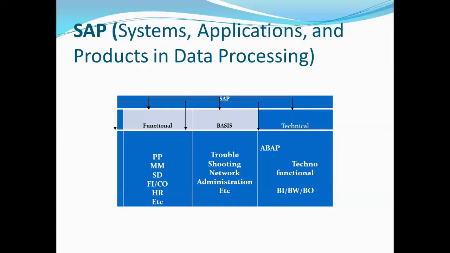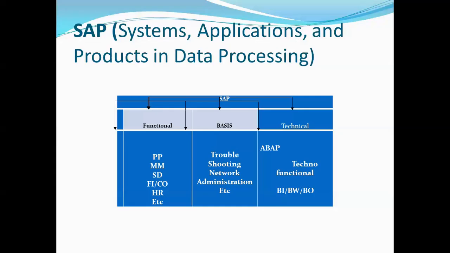For functionals, there is a list of modules available, like PP, MM, SD, FICO, HR. These are the functional modules. And these come under the ECC system, or we call it the SAP system, or the latest system, that is S4. We call it S4 HANA.